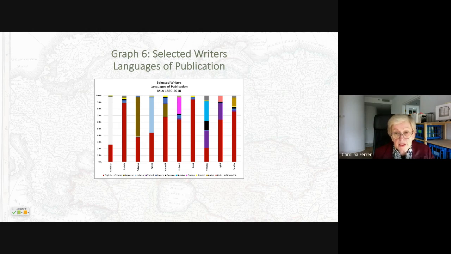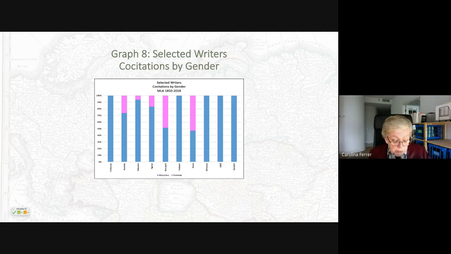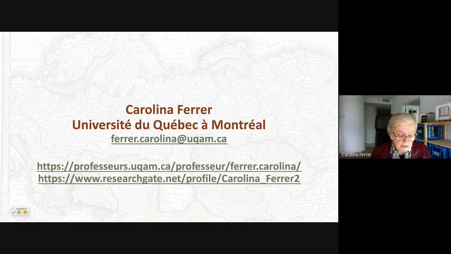We also analyzed the co-citation indicators. For each writer, we considered the other writers that share at least 0.5% of the references of the co-cited author. Graph 7 shows the co-citations by continent. 6 writers are mainly co-cited with other Asian writers. A group of 4 is co-cited mainly with European writers. Now, in graph 8, we represent the co-citations by gender. We observe that 8 writers are mainly co-cited with men, whereas both women, Deze and Murasaki, are co-cited mainly with women.